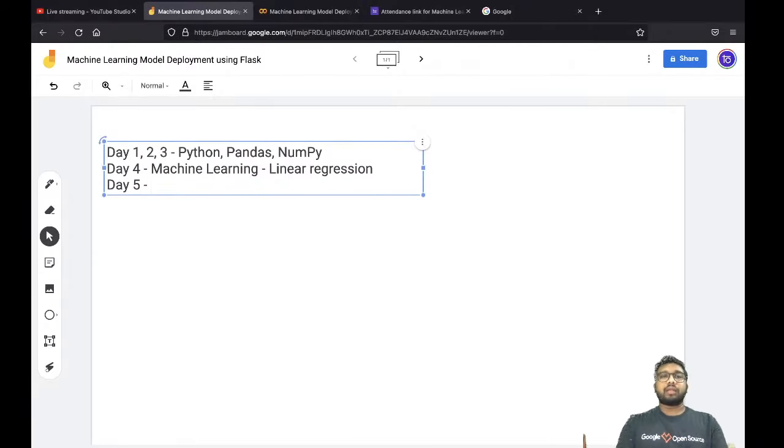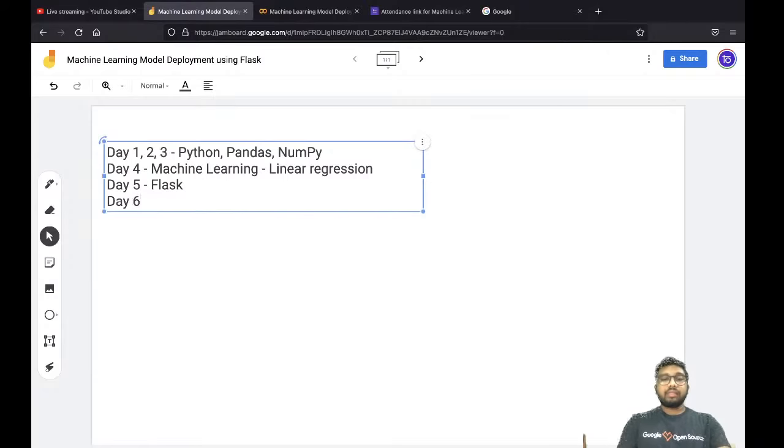On day 5, it may happen that the linear regression part may drag on. We're going to try our best to cover that in day 4 itself. If it does drag on, we are going to cover that in day 5. But in day 5, we're going to learn about Flask. From here, our deployment starts. We are going to learn about Flask, how we can take a model and create a website.